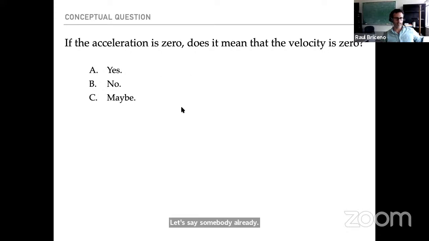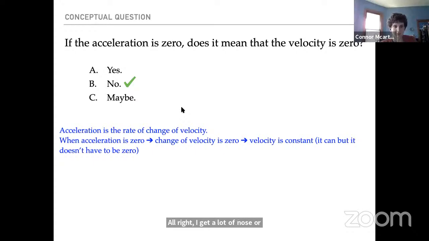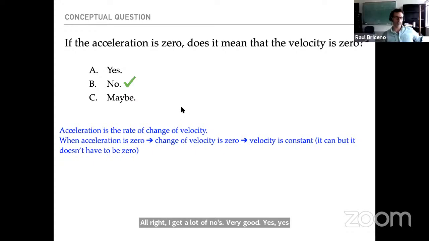All right, I get a lot of no's. Very good. Yes, the acceleration is the rate of change of the velocity. So when the acceleration is 0, the change in the velocity is 0. It means that the velocity is constant, but it can be whatever number. It doesn't have to be 0. Perhaps some of you thought maybe it could be, but we know that definitely it doesn't mean that. It could be 0, but it doesn't have to be 0.